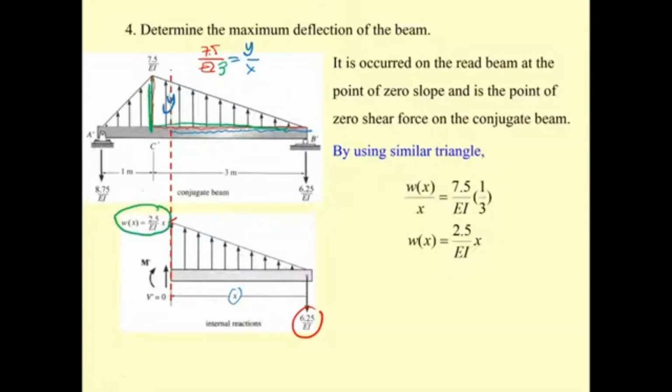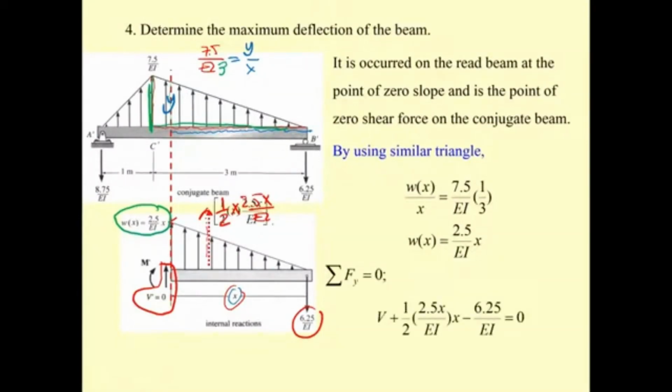Okay, and when we have this, we also have v prime equal to 0. That is the point that we focus on, in which the theta is 0. Okay, what is the area here? It's going to be 1/2 times the x times the 2.5x over EI. Okay, you make summation of f sub y equal to 0, and then you may have this one if the plus is upward. So v plus 1/2 of this, and then you minus by this, and this one is equal to 0. You can solve for the x. x is 2.236.